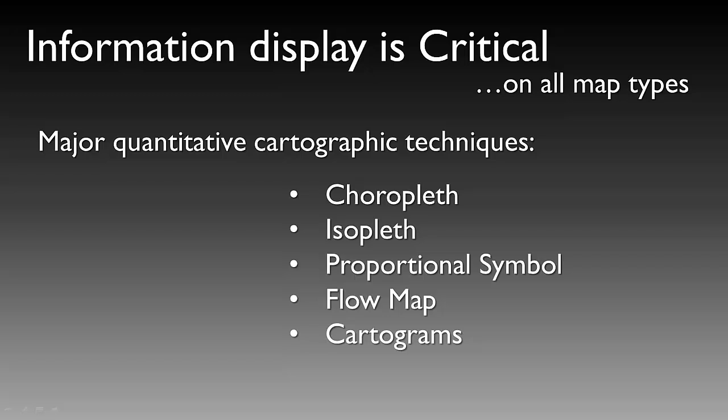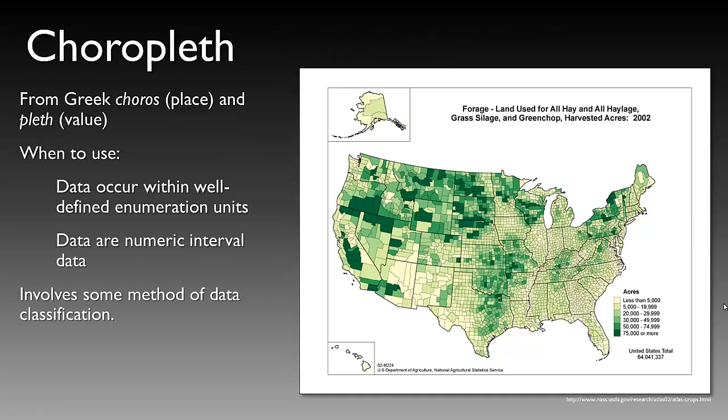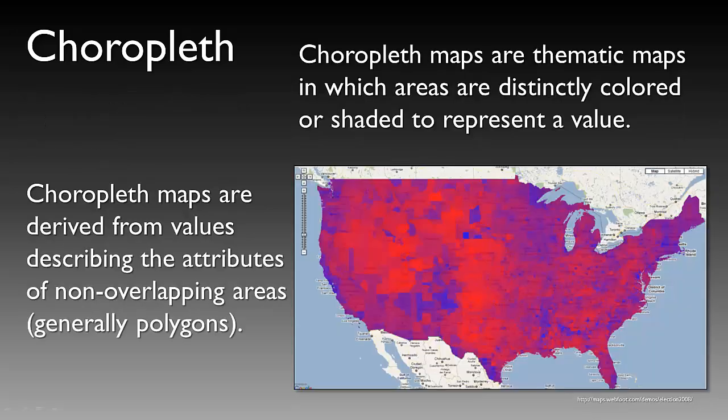There are several different major quantitative cartographic techniques that can be used to display information. These include choropleth, isopleth, proportional symbol, flow maps, and cartograms. Choropleth maps, from the Greek terms choros and pleth, or place and value, are often used when data occur within well-defined units and data are numeric interval data. Choropleth maps are used to display thematic data in which areas are distinctly colored or shaded to represent some value. They are usually derived from values describing the attributes and are generally non-overlapping polygons.